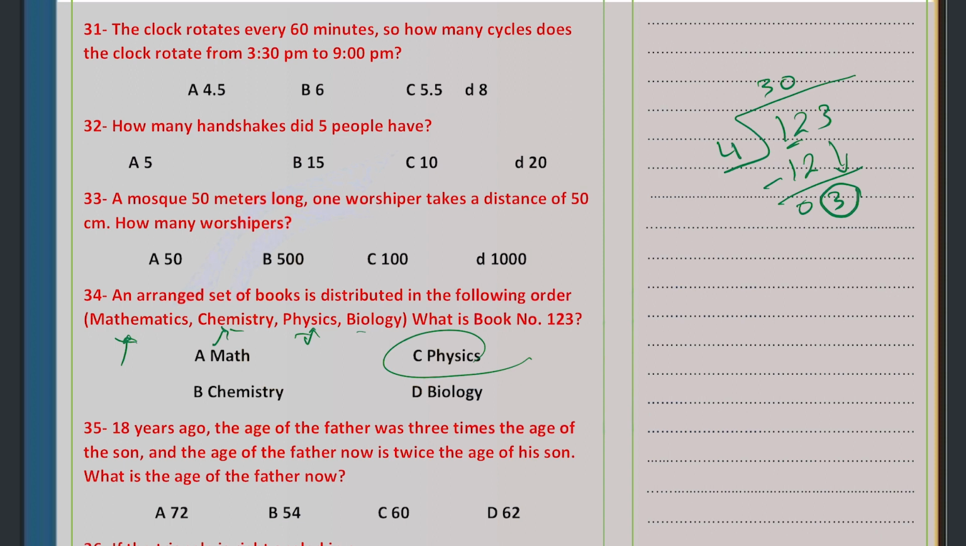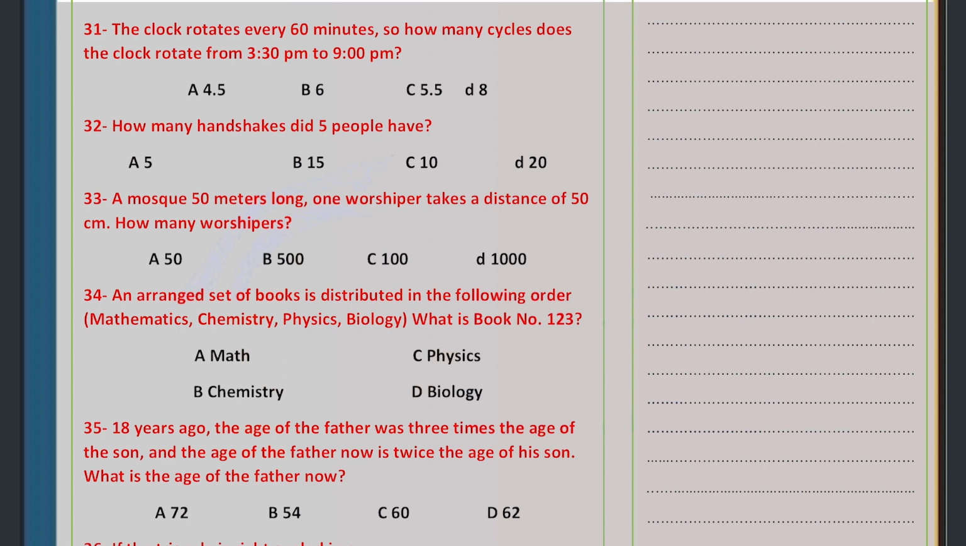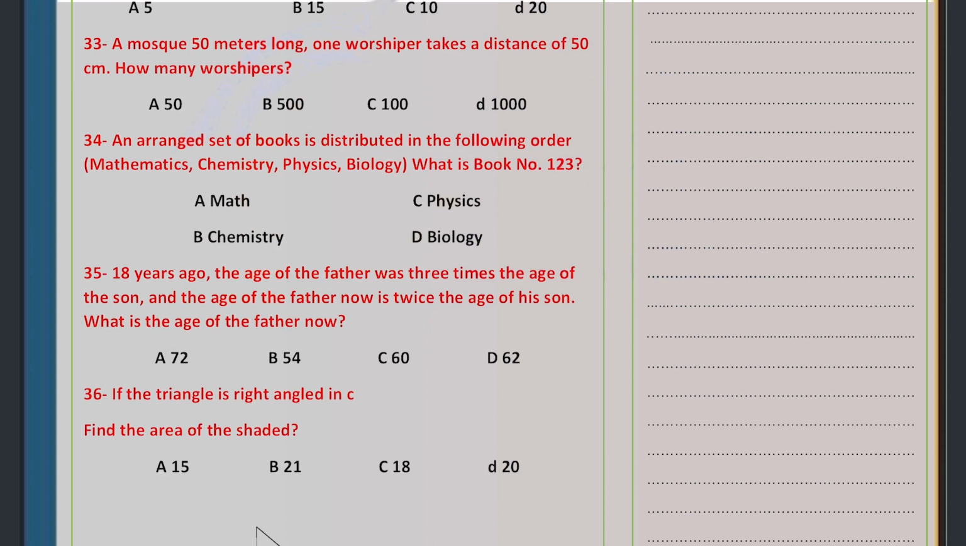I will choose physics. If the remainder is 2, I will choose chemistry. If the remainder is 1, I will choose math. If there is no remainder, I will choose the last one, which is biology.